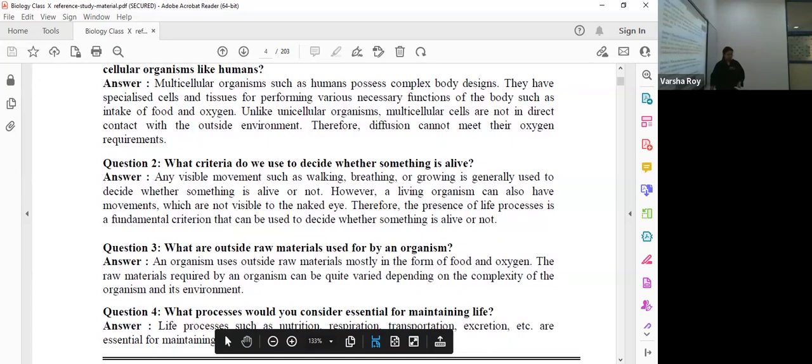Next, what are the outside raw materials used by any organism? What do you think? An organism uses outside raw materials mostly in the form of food and oxygen. The raw materials required by the organism can be quite varied depending on the complexity of the organism and its environment. Now, what processes would you consider essential for maintaining life? It is all the life processes given in this chapter: nutrition, respiration, transportation, excretion are essential for maintaining life in an organism.